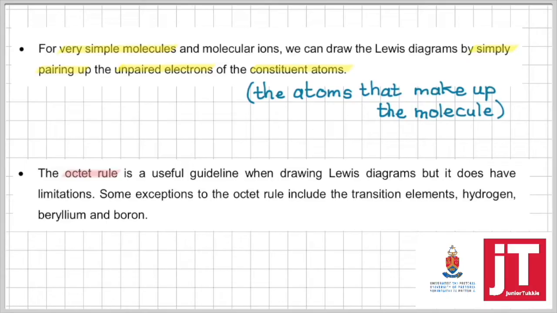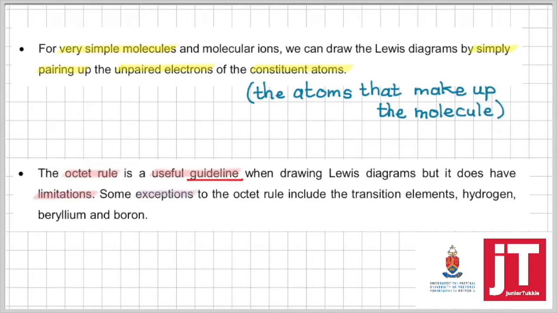The octet rule, on the other hand, is a very useful guideline that we can use to draw Lewis diagrams. The octet rule simply says that atoms are happy, or at least some atoms are happy, having 8 valence electrons, as this allows them to be stable like the noble gases, the royalty of the periodic table. It is, however, very important to note that the octet rule is only a useful guideline and does have limitations.